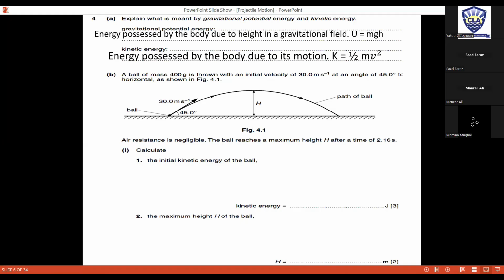B part, again a similar sort of question. It says an object is thrown with a velocity of 30 meters per second at an angle of 45 degrees.